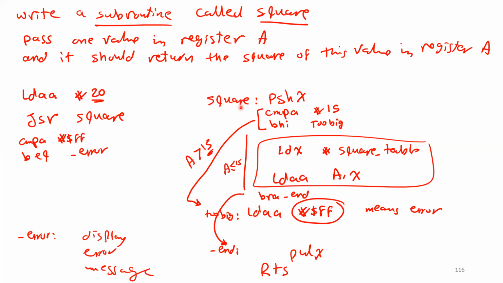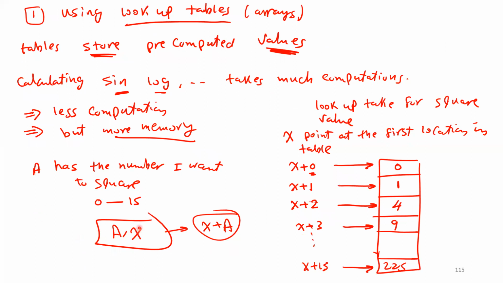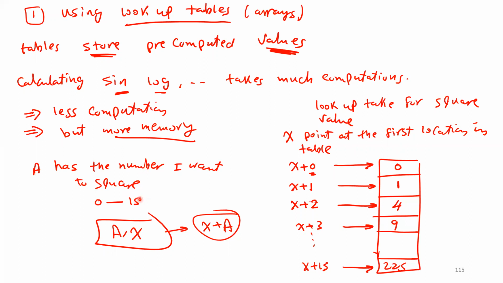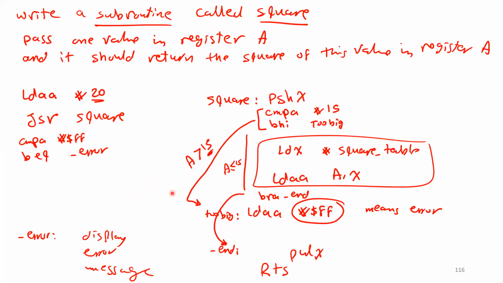As I told you, I'm assuming this subroutine can be used for a number from 0 to 15. If you send a number in register A that's greater than 15, there should be an error, because this function can only be used from 0 to 15. The user should not send a value greater than 15. But in case this happens, I need to catch this error. That's what you will see right now.